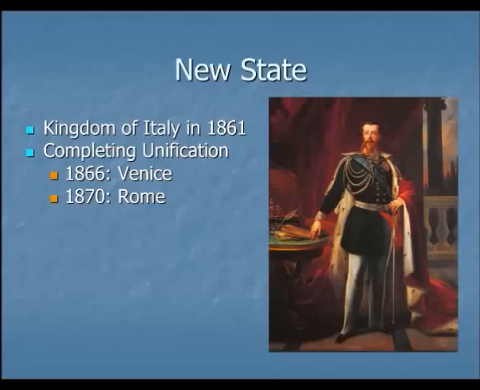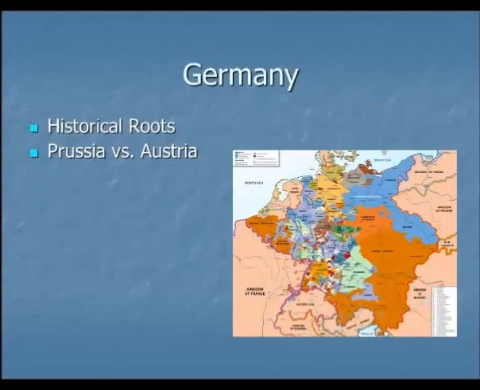There are two pieces left to the puzzle of Italy. One is Venice, which was controlled by Austria. When Austria was attacked by Germany in 1866, Italy took Venice. And then Rome, which was being protected by the French monarch because it was Catholic. When France was attacked by Germany, the Italians went in and seized Rome from the Pope. And therefore, by 1870, the Italian peninsula had been unified, and all Italians now were living in one country, Italy. And we can see this is a key principle for nationalism, getting everybody in one country.